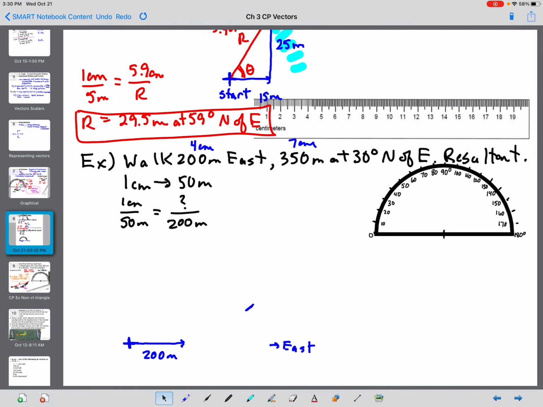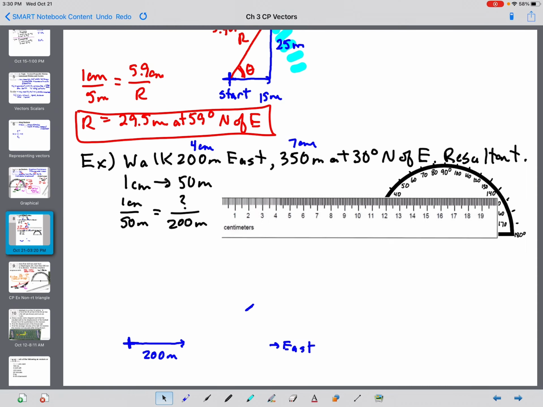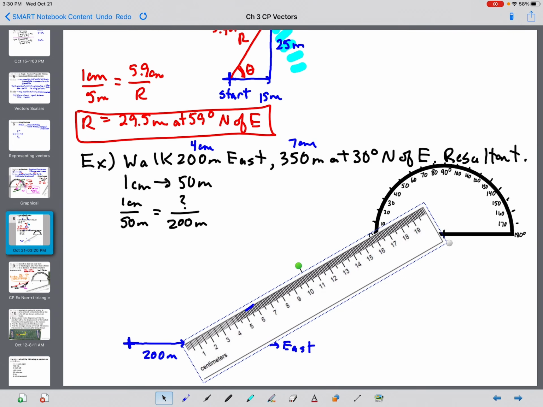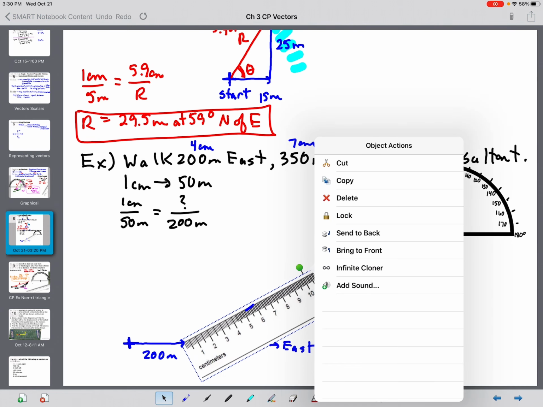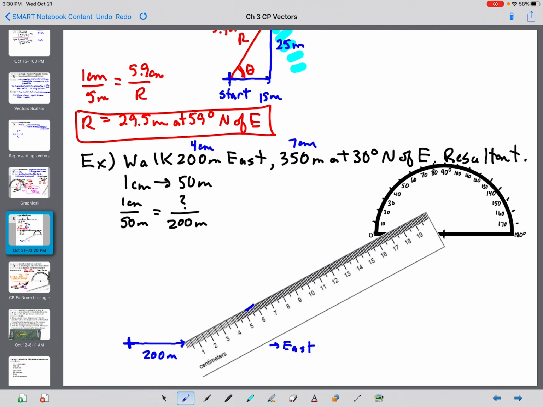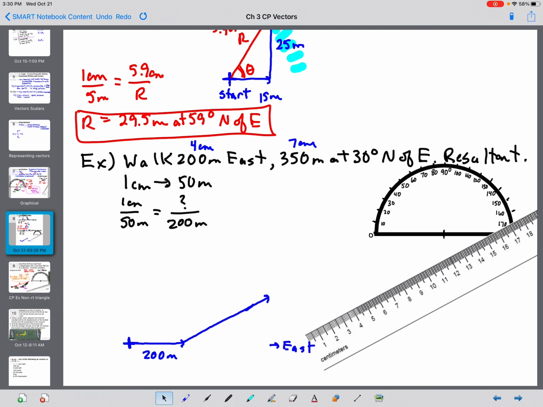Moving my protractor out of the way, the next line I'm going to draw is going to be in that direction, so I'm going to take my ruler over. Get it lined up. And then we want a 7 centimeter line in that direction. Right to there. So now that line represents our 350 meters. And the angle that we just measured of 30 degrees would actually be right in here.